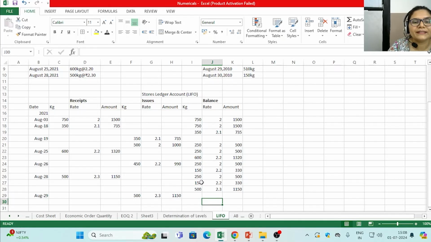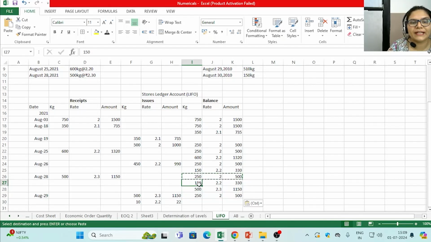Now remaining 10 will be issued from another latest purchases, second last purchases, because these are finished now. We have issued over here. These are finished. Now remaining 10, we have to issue 510. Remaining 10 we will issue from here. That is 10 at the rate of rupees 2.2, which makes up to 22 rupees. Now balance. Nothing has been issued from this balance, so we will write as it is.